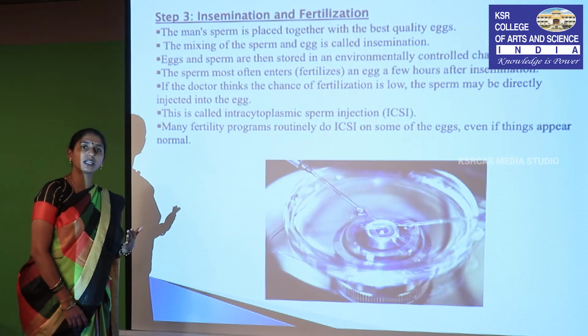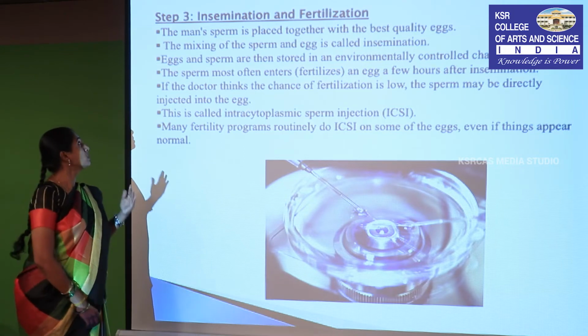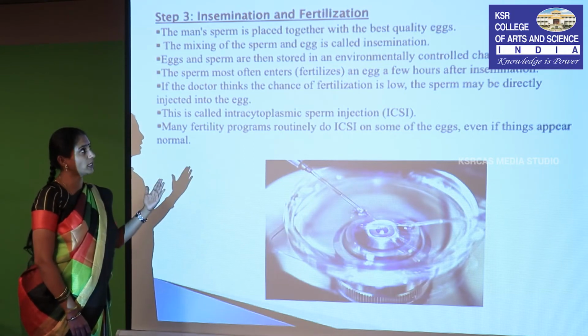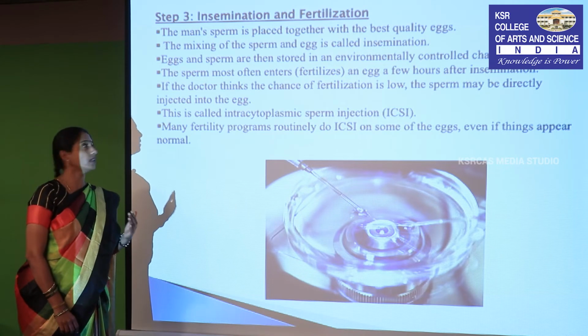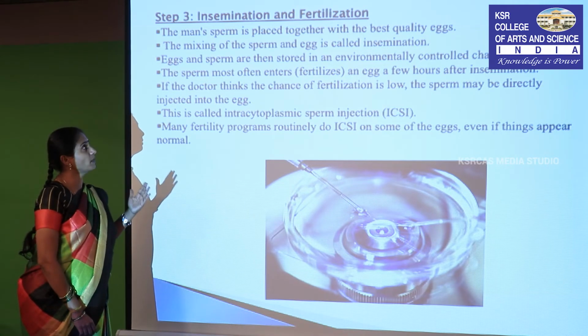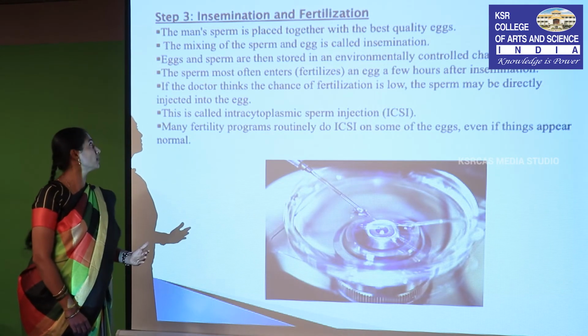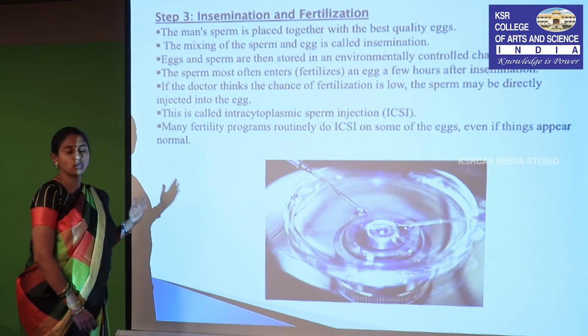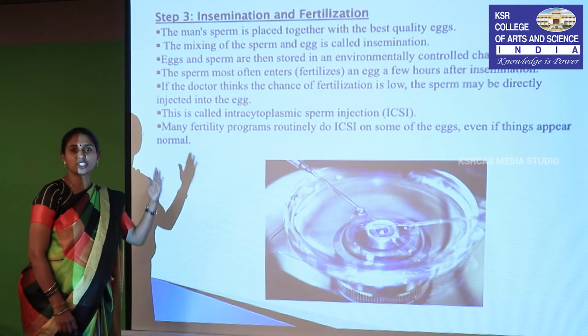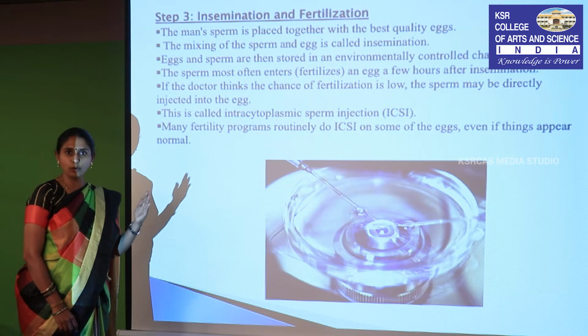Step 3 is insemination and fertilization. Insemination is the mixing of sperm and egg. The man's sperm is placed together with the best quality eggs. Eggs and sperm are then stored in an environmentally controlled chamber, which is known as an incubator.